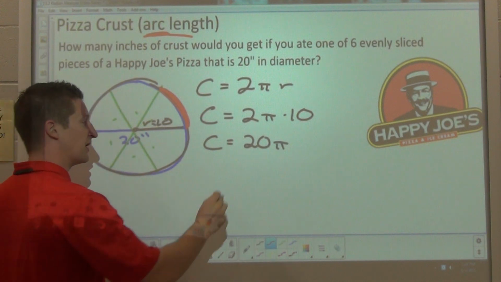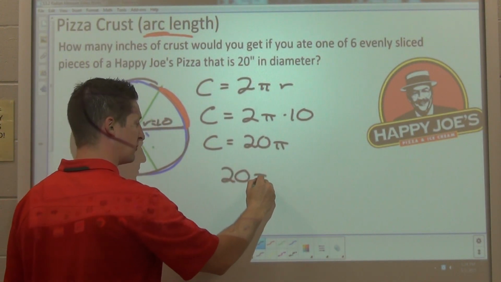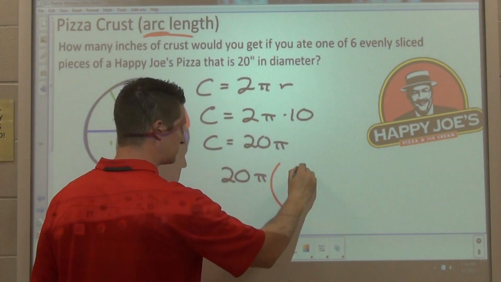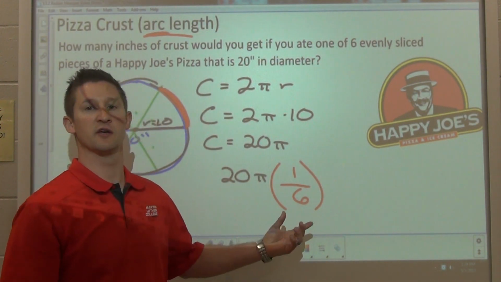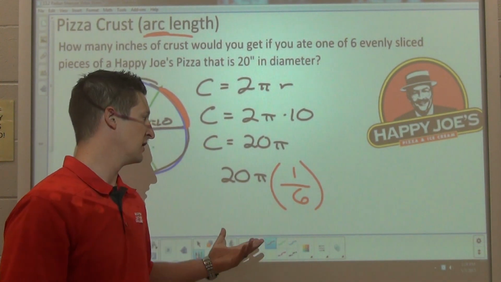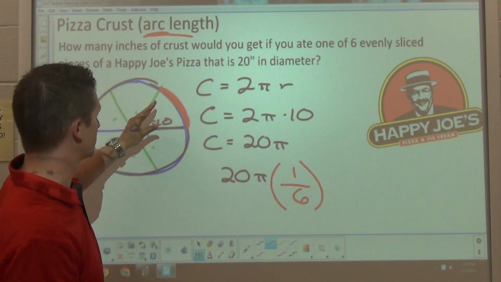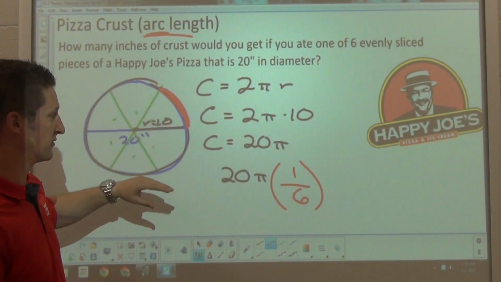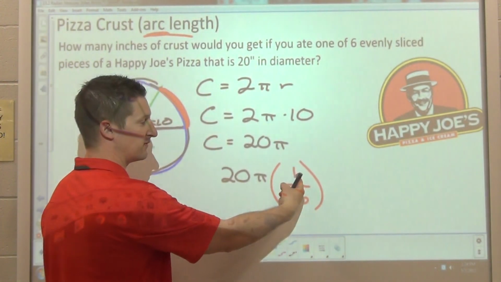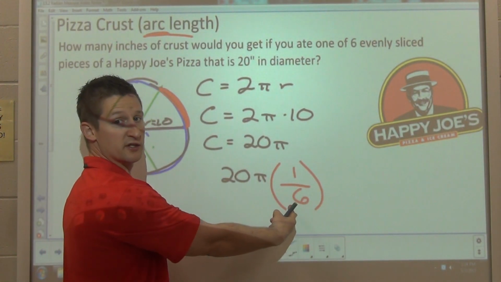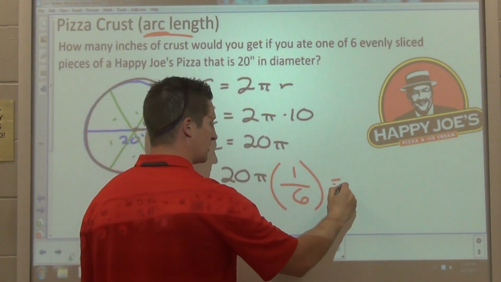What I could do then is take my 20 pi value and multiply it by a fraction. In this case I'd multiply by 1/6 because I've got 1/6 of the pizza that I'm about to eat. If I didn't know that it was 6 evenly sliced pieces, maybe I knew a particular degree measurement, like 40 degrees or 60 degrees, my fraction would be the number of degrees out of a possible 360 degrees. I would multiply that all together, and I'd find my arc length.